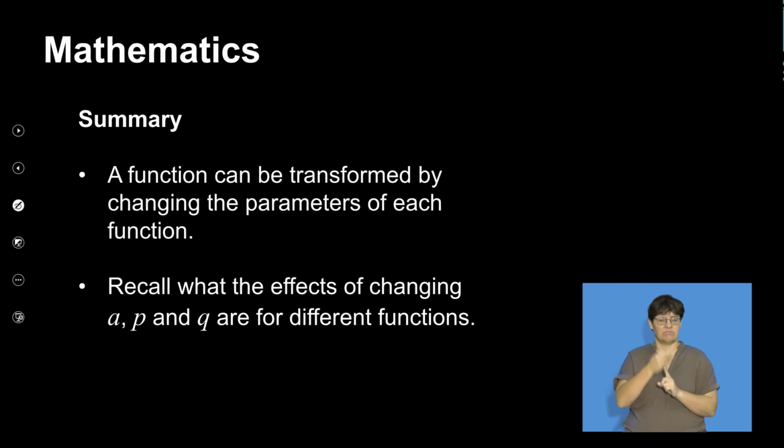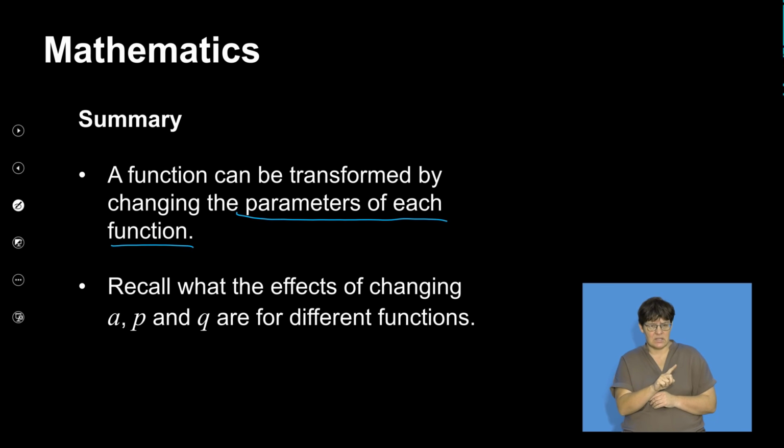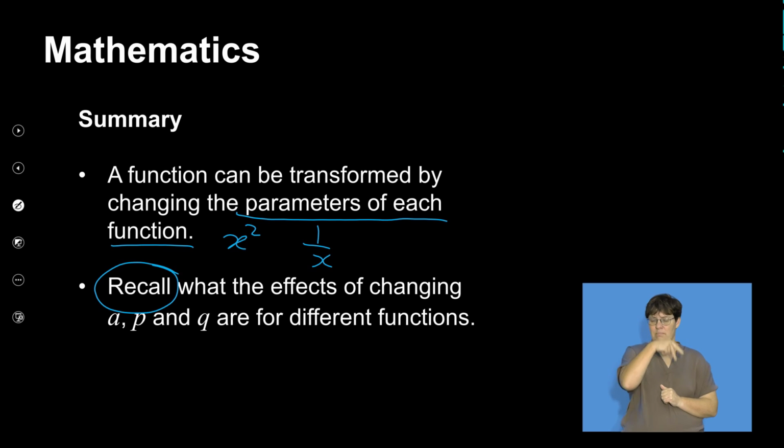Now, just to summarize what we've looked at, remember a function can be transformed by changing the parameters of each function, right? I'm talking about the parent function. You saw we changed x squared and it became a new function. We changed 1 over x, it became a new function. We changed the exponential function as well, and it became another function. Also, please recall what the effects of changing a, p, and q are for the different functions.